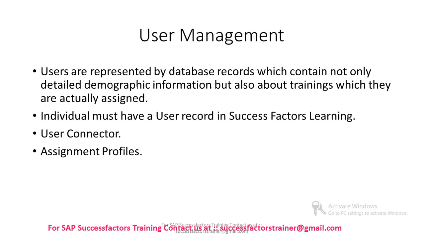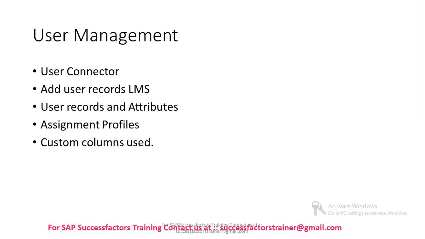User connector is how user records flow from the on-premise system onto SuccessFactors Learning. Assignment profiles are how training items get assigned to end users according to standard rules or protocols. These are the topics we cover under user management: a short description of how the user connector works, how to add individual external users onto the LMS, how to maintain user records and attributes, how the assignment profile concepts work, and how the custom columns used in a user record work and how to modify them.